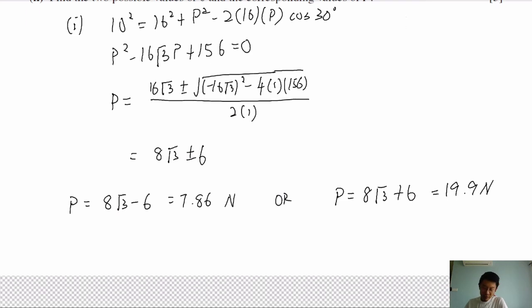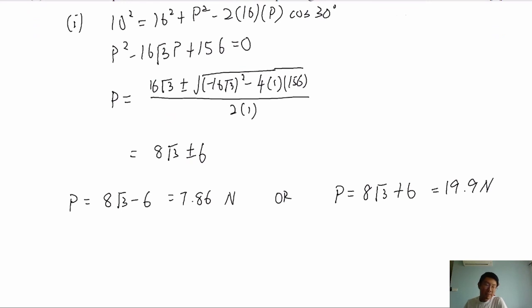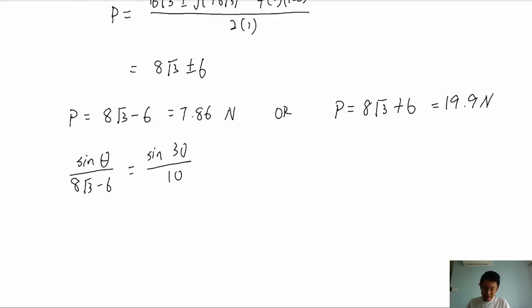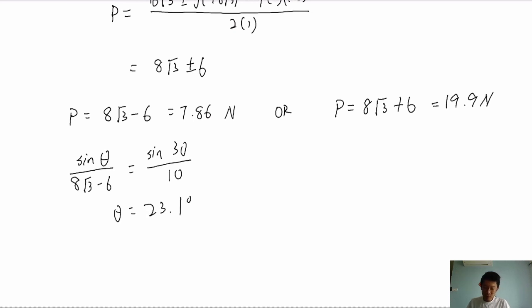Because we have the P here already, we can use other rules for the triangle to find the value of theta. In this case, we can use the sine rule. We use the side of P with the theta opposite to it. So we have sine theta divided by 8 root 3 minus 6 equals sine 30 over 10. For this case, theta is equal to 23.1 degrees. For angles in degrees, we give 1 decimal place.